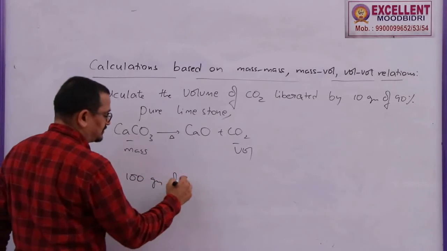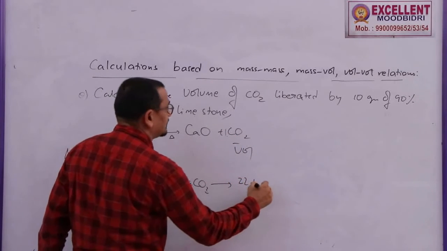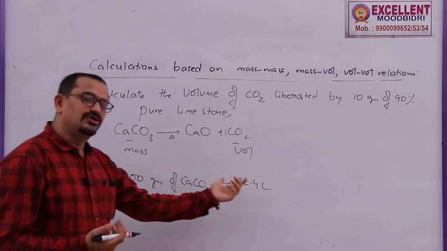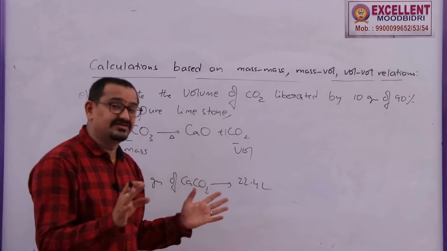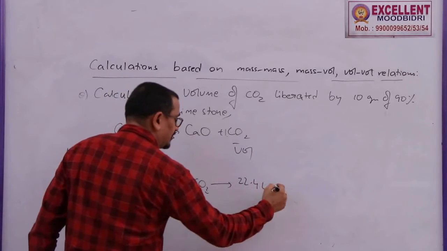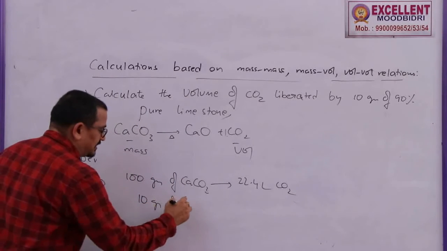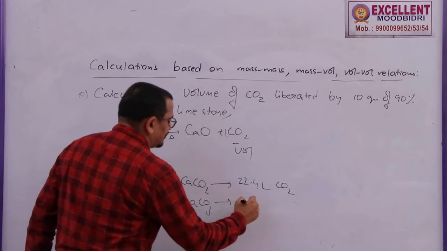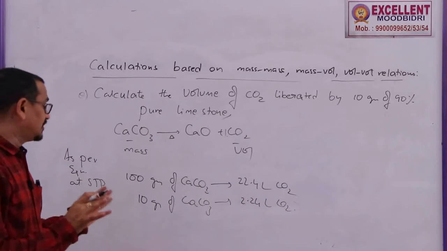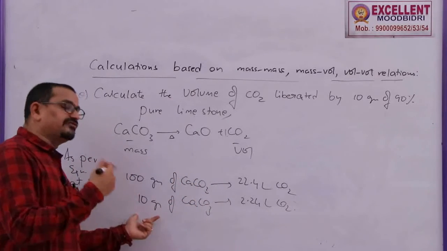100 grams of CaCO3 is giving 1 mole, which at STP occupies 22.4 liters. Suppose we are using this for the sake of easy calculations, or you can take even 22.7 liters. Usually we have to consider 22.7 liters. Don't neglect that point. 100 grams of CaCO3 at STP is liberating 22.4 liters of CO2. Then 10 grams of CaCO3 will liberate 2.24 liters of carbon dioxide, right? Now, this is the actual procedure and this will be the answer when 10 out of 10 is the purity.